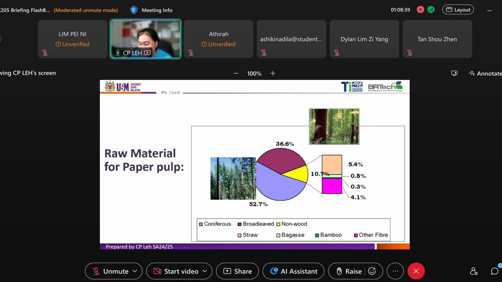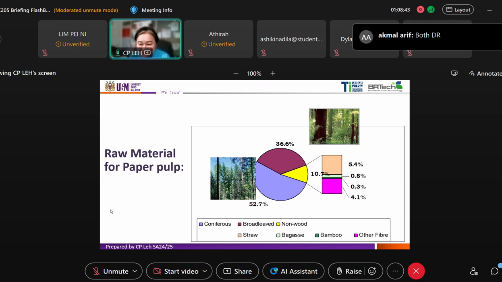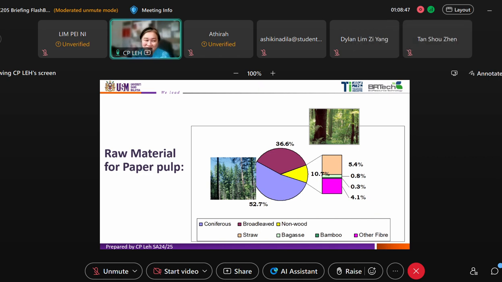So, yes, cellulose contains a crystalline region and also an amorphous region. You still remember that? I know that Dr. Hafiz and 100 have mentioned it before. Cellulose contains a crystalline region and also an amorphous region. Right. Still remember that?